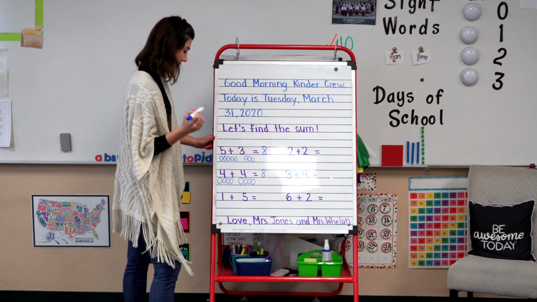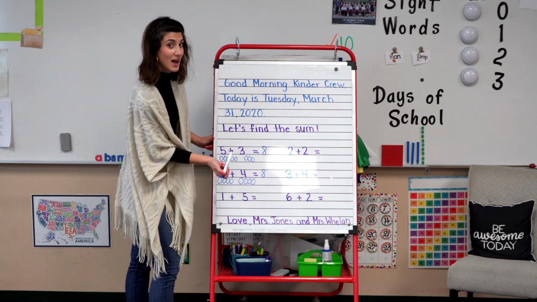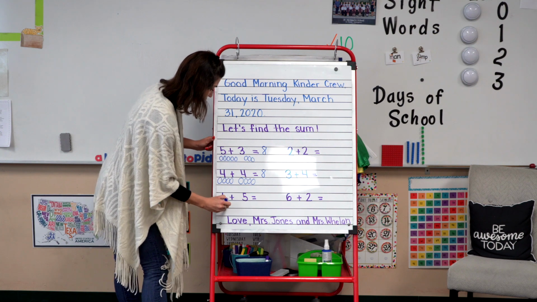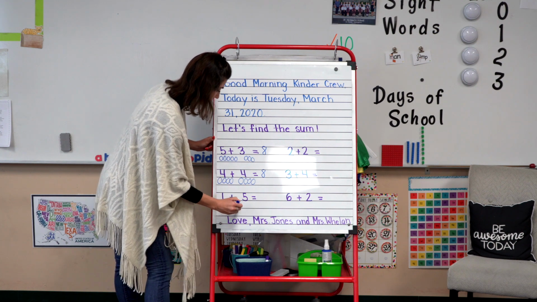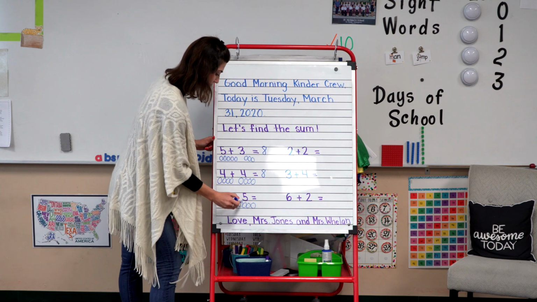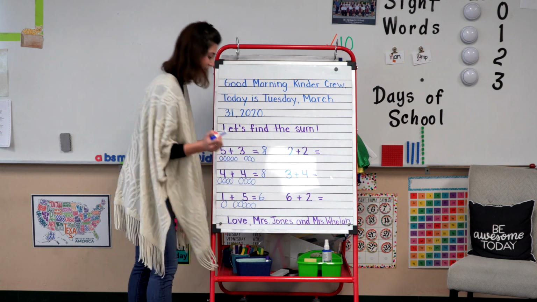And our next problem, 1 plus 5 equals, okay, or you could draw it. You could do your group of 1, and 1, 2, 3, 4, 5. 1, 2, 3, 4, 5, 6. 1 plus 5 equals 6.